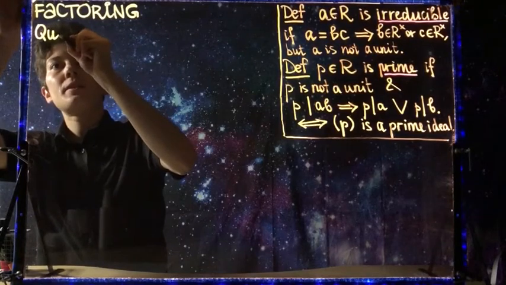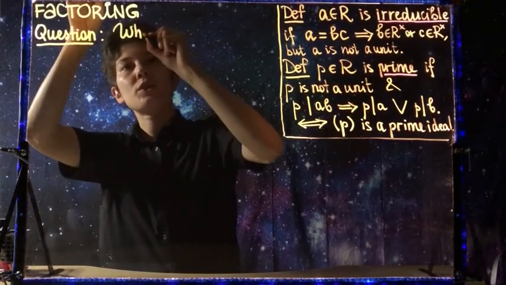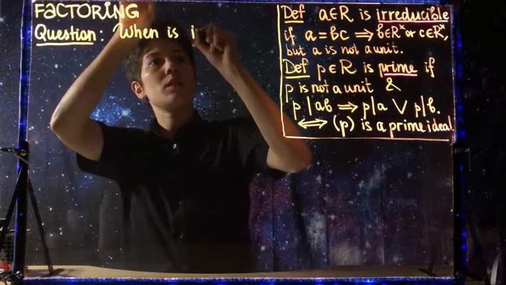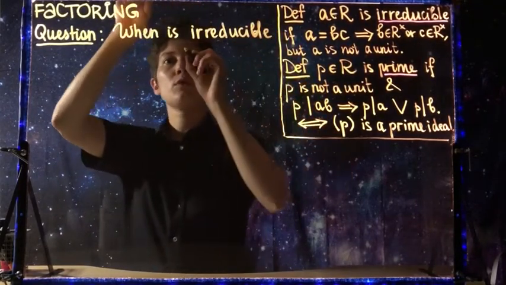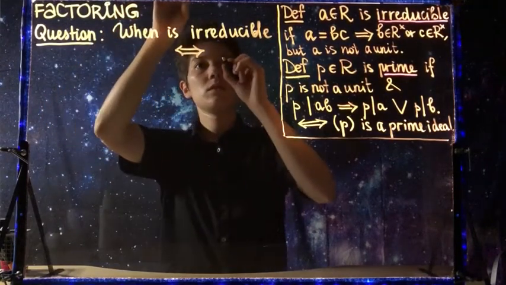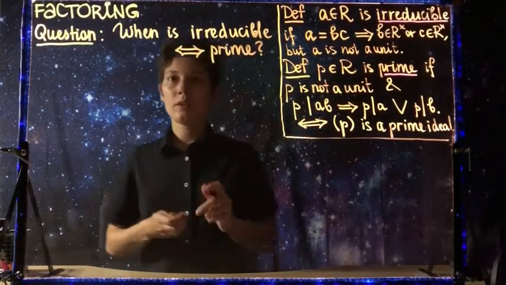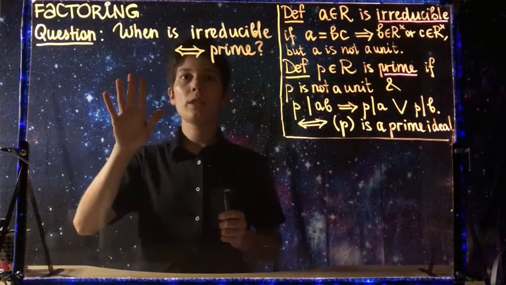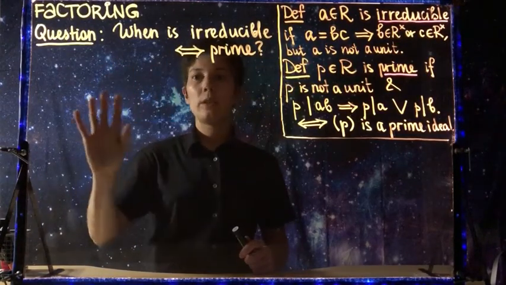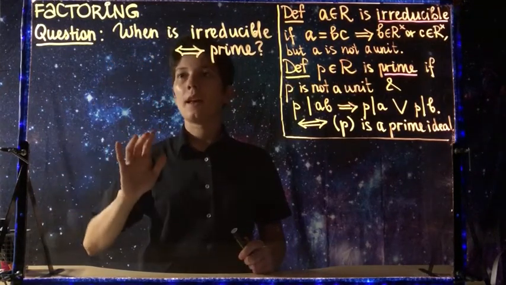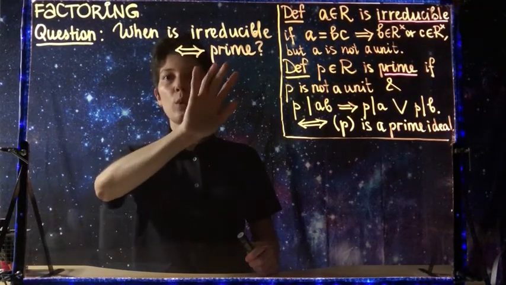And a very reasonable question to ask would be when it actually is, under which conditions irreducibility is equivalent to being prime. And in the rest of the lecture, I will work toward explaining one of these conditions. So if we assume that every element in our ring R admits a factorization into irreducibles, then it turns out that irreducibility and primeness are equivalent exactly when this factorization is unique.